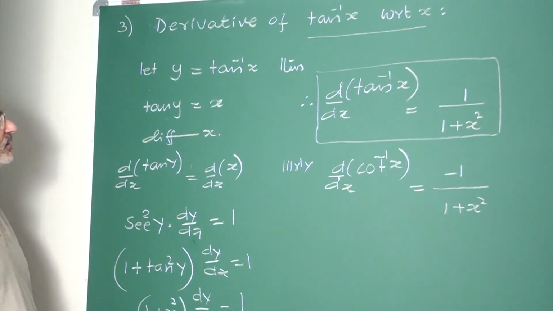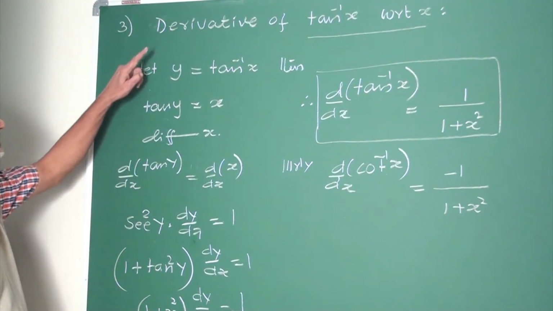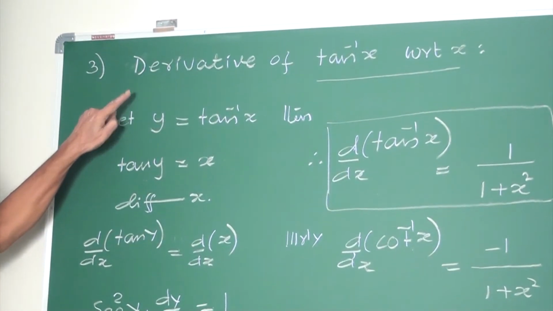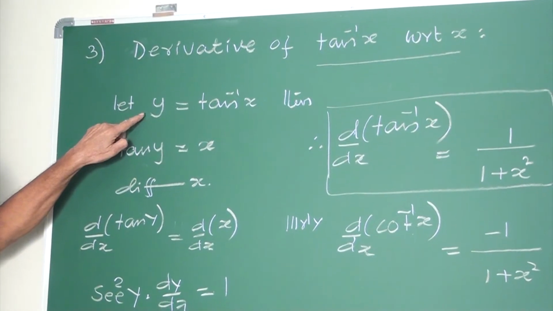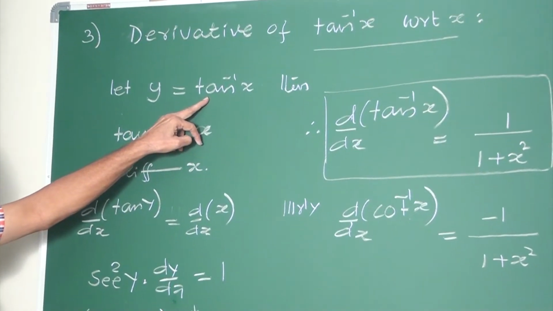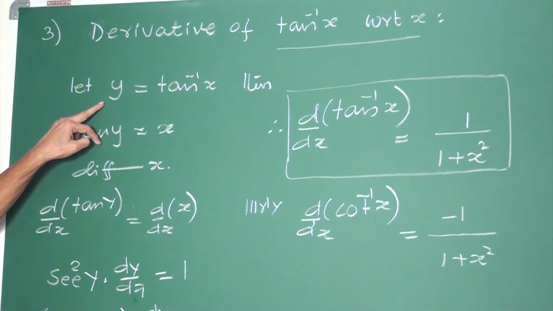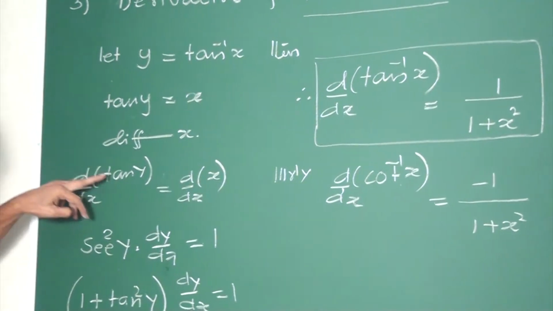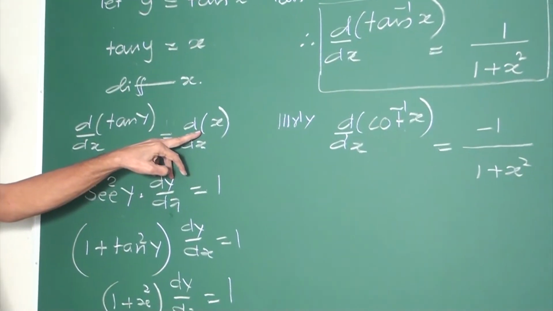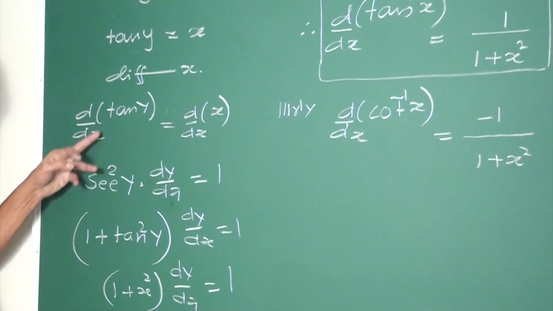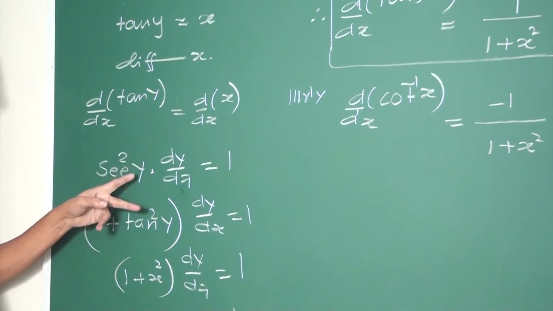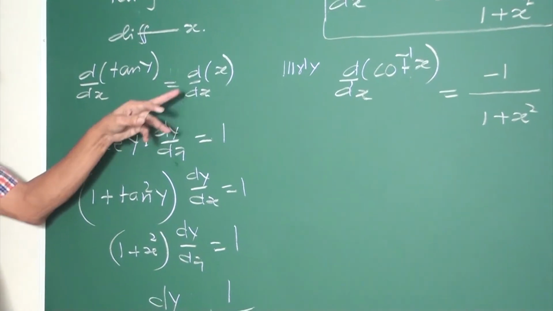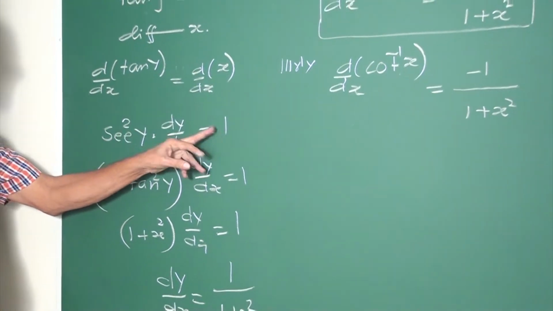My friends, I will explain it. Next is the derivative of tan inverse x with respect to x. What is the method? Let y equal to this. Apply the definition of inverse trigonometric functions. Bringing tan inverse over becomes tan. Differentiate the LHS and the RHS. Sec square y into the derivative of y with respect to x, and the derivative of x with respect to x is 1.